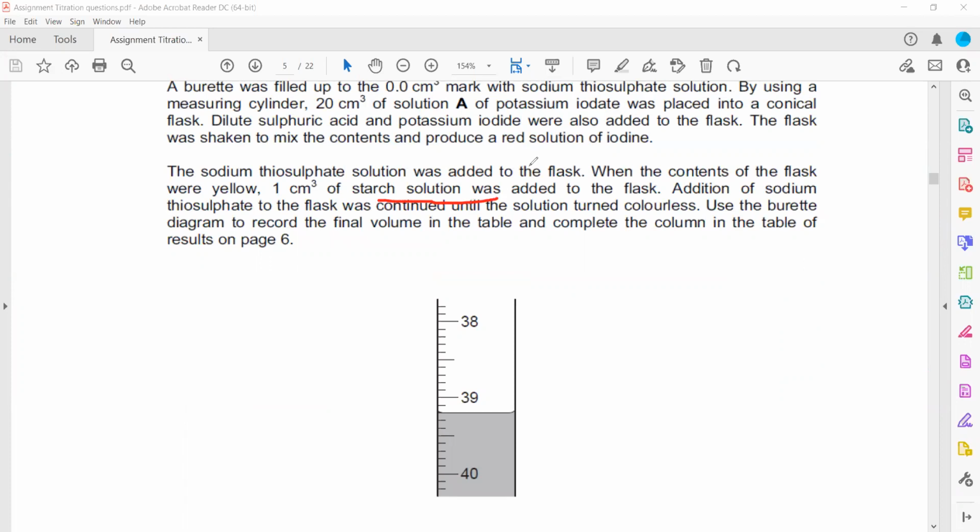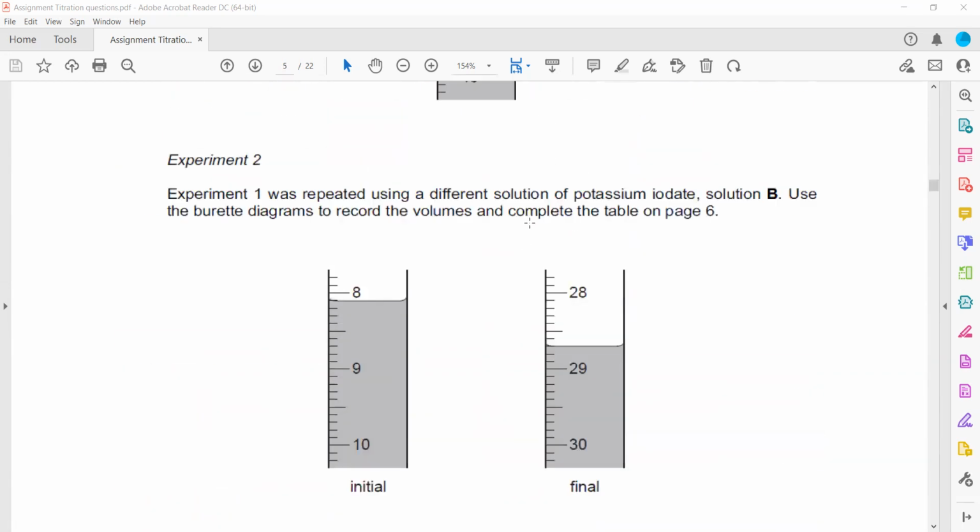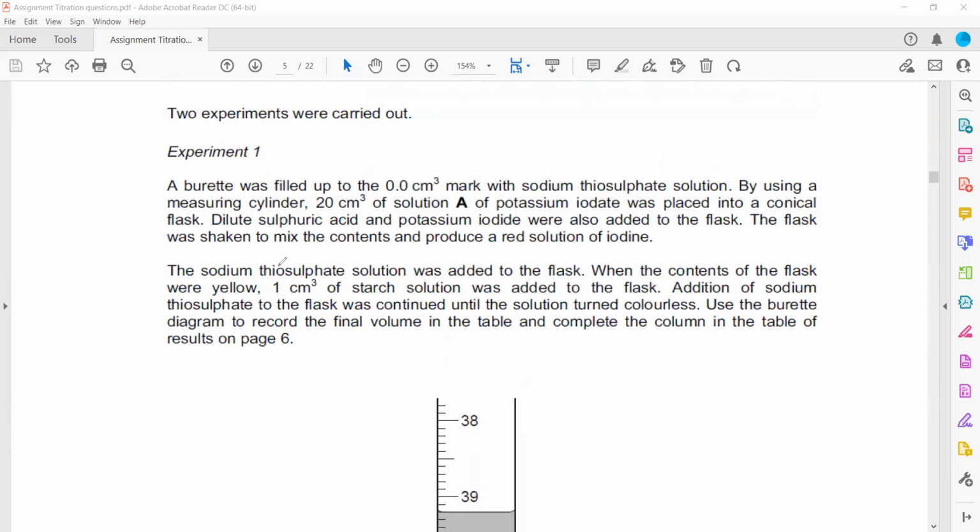So what we should do is add starch from the beginning so that it will be more accurate, because a more prominent color change will be there. The answer is given in the question. Sodium thiosulfate solution was added: first we take a conical flask, we fill it with potassium iodide, which will form iodine molecules. And we add thiosulfate from the burette. Once the iodine color gets lighter, then we add starch. So we did not add the indicator from the beginning, we just added it at the last moment.